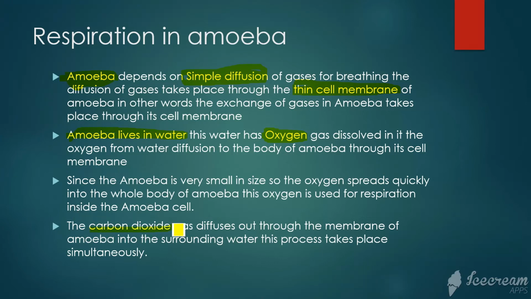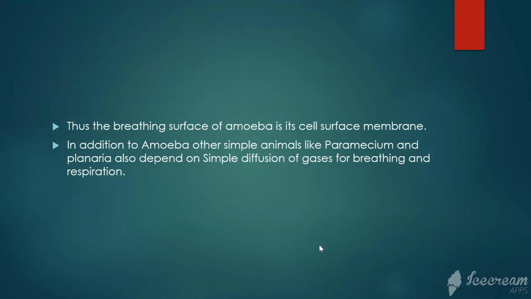Carbon dioxide gas, which is formed during respiration as a byproduct, will be removed and moved out of the amoebal cell during respiration itself. The carbon dioxide gas that is produced will be moved out of the amoebal cell through simple diffusion from the cell membrane itself. Thus the breathing surface of amoeba is the cell membrane. What is the breathing surface of amoeba? The breathing surface of amoeba is the cell surface membrane. Breathing surface means where the exchange of oxygen and carbon dioxide happens; that surface in amoeba is the cell surface membrane.